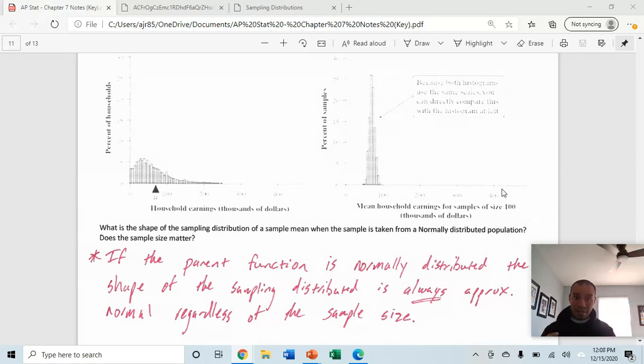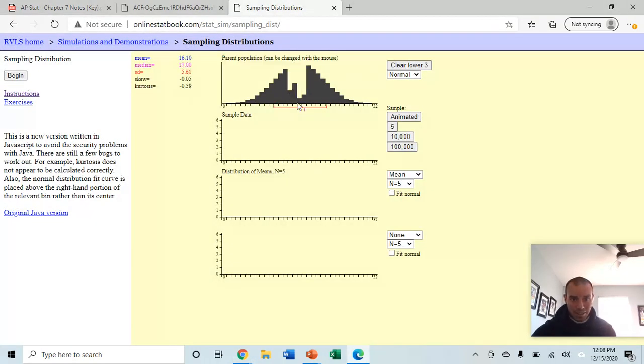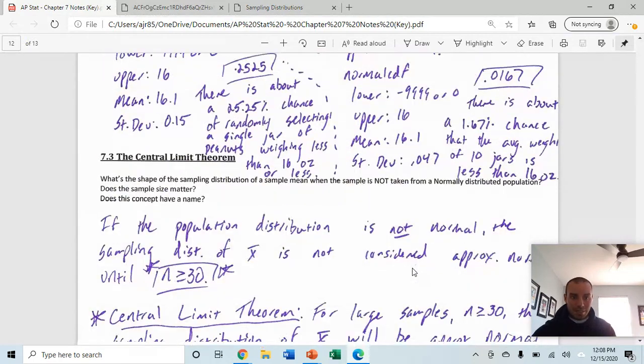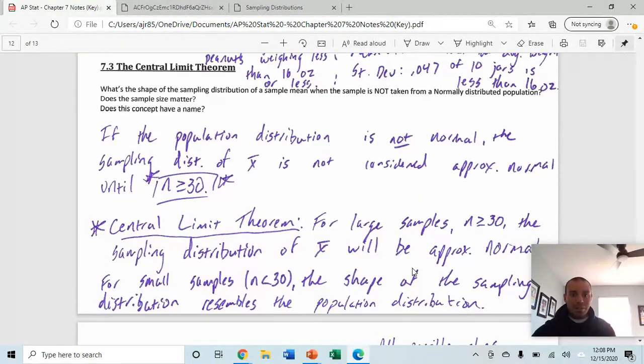That is an important concept. That's like your get out of jail free. Population normal, sampling distribution automatically normal. If the population distribution is not normal, so if we have a population that's some crazy shape, maybe it's bimodal, maybe it's skewed, maybe it's whatever, then we refer to this other concept, which is the central limit theorem.